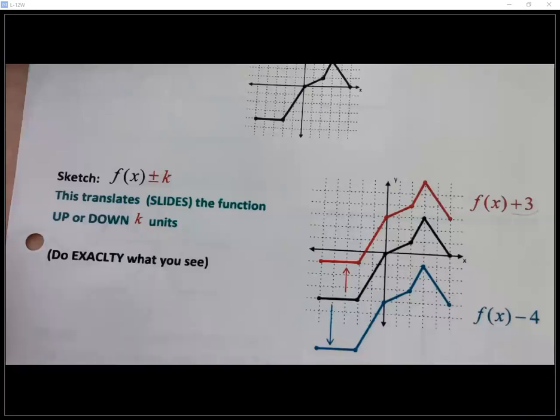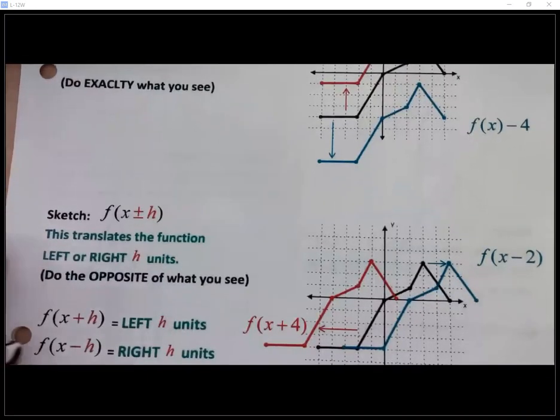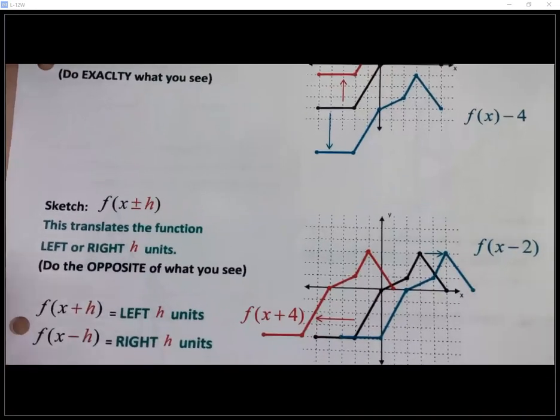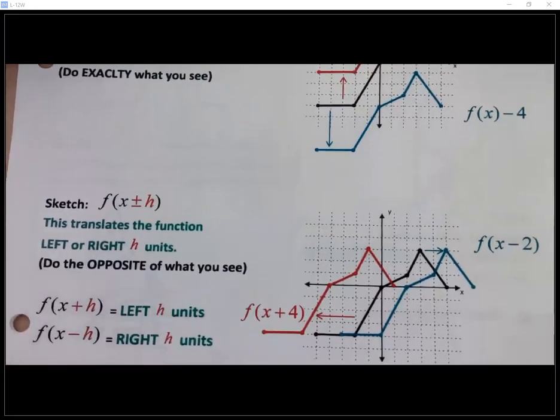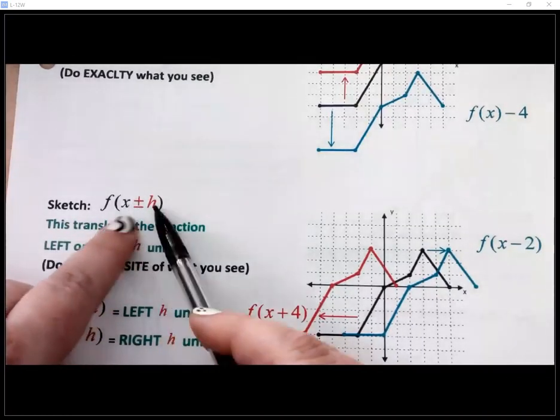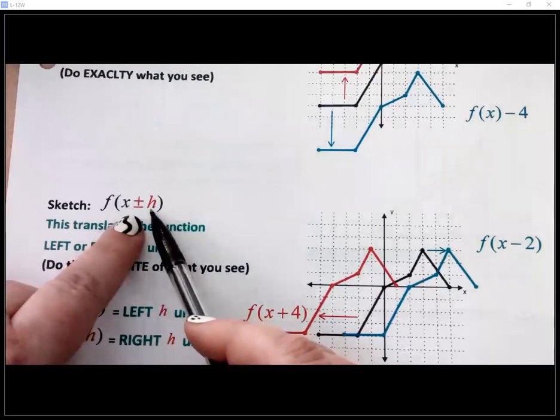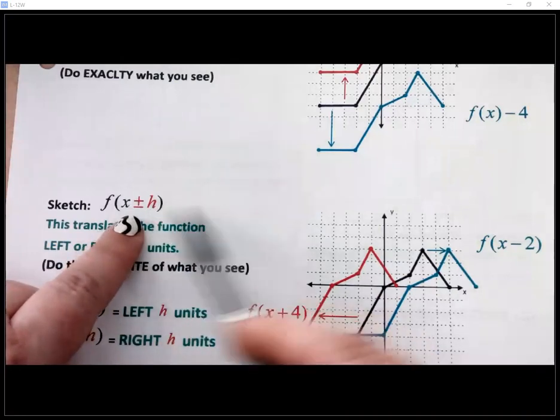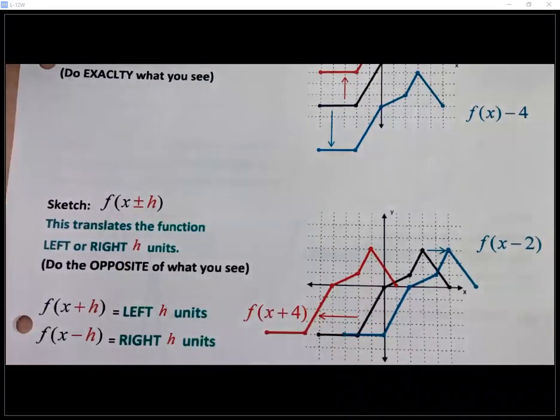Okay, now a little bit trickier, so stay with me here. If you want to shift left and right, it's not quite as easy as just tacking it onto the end. So if you look over here, what we're going to do is attach it to the x. I'm not just going to add it to the end of the function. I'm going to go in there, and wherever the x is, I'm going to add or subtract the value. But here's the catch: it's actually going to be the opposite of what you want to do. It can absolutely be a little bit confusing, but let's see what's happening here.